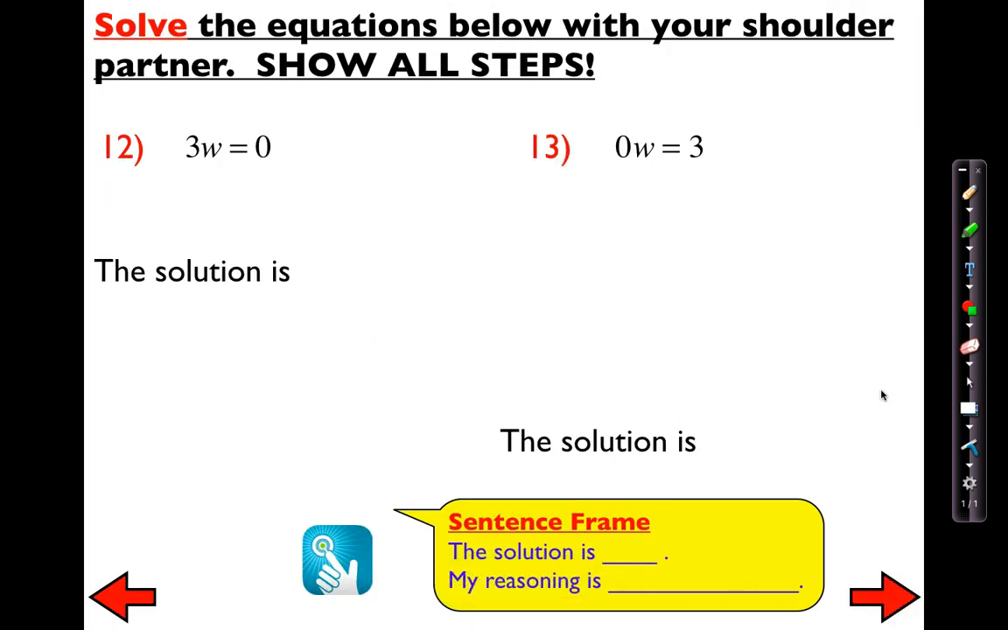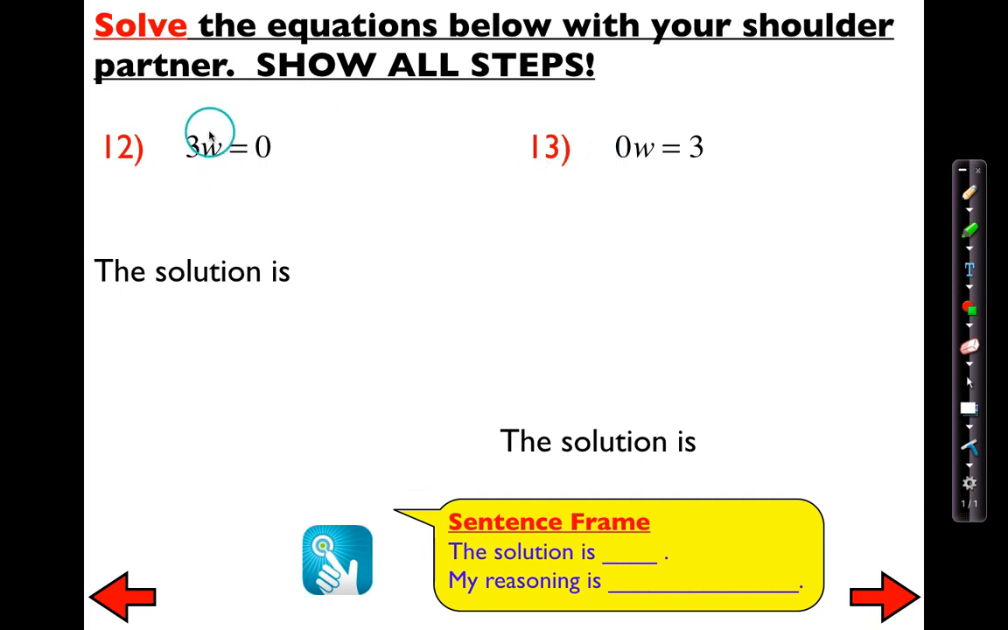We're almost there. Okay, we just have two more. It says, solve the equations below with your shoulder partner, show all your steps. If you're watching this video, you don't have a shoulder partner necessarily, so you're going to be going ahead and trying the problem and then checking the work with my video here. So go ahead, pause the video, and let's see how well you do. Okay, so let's check our answers.